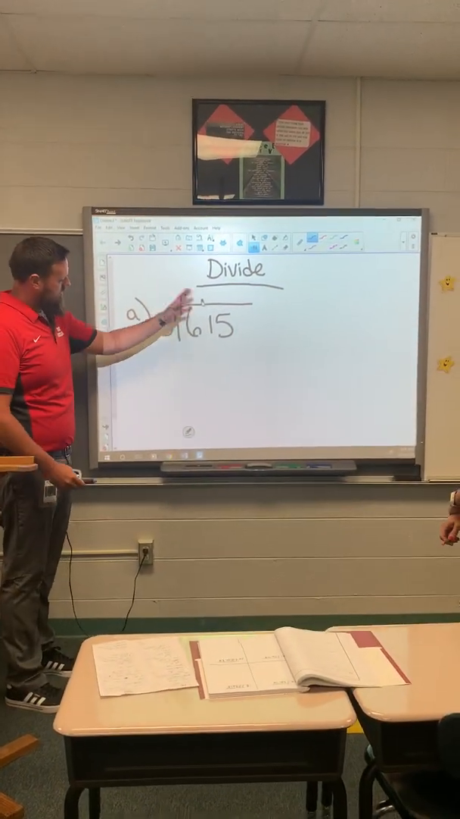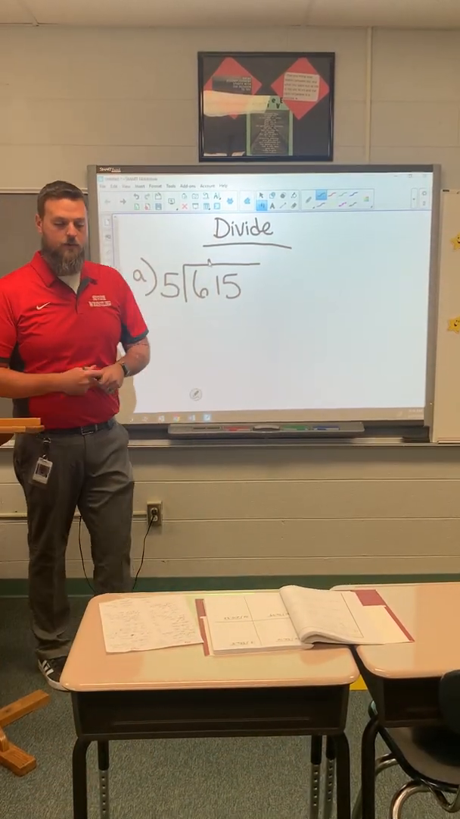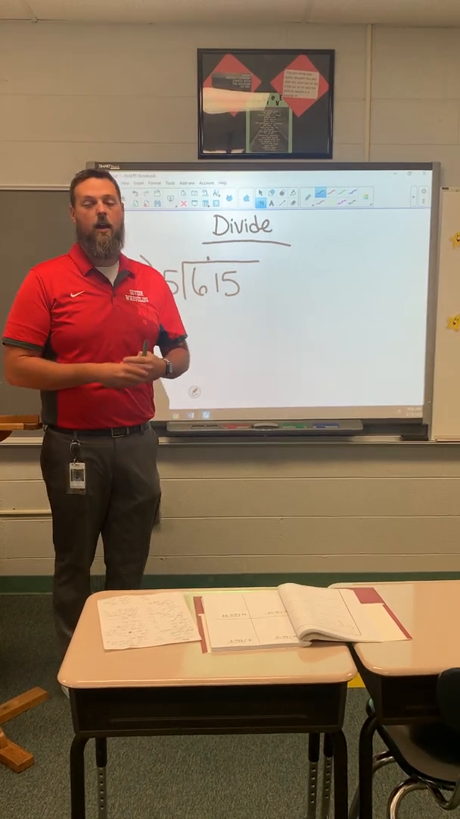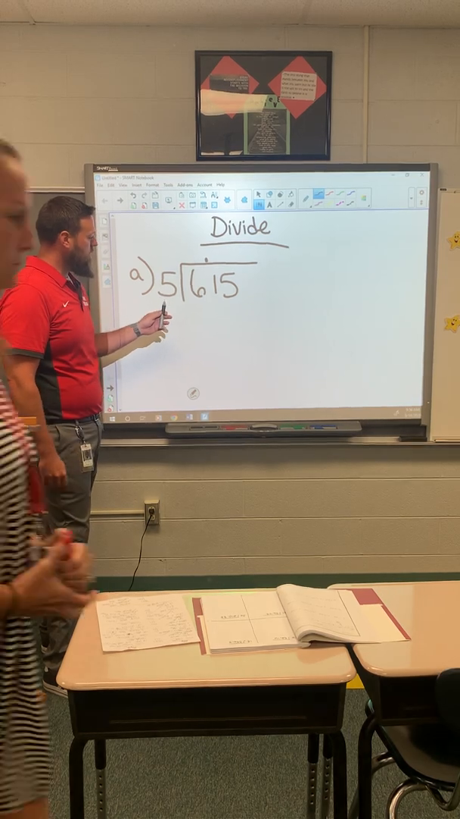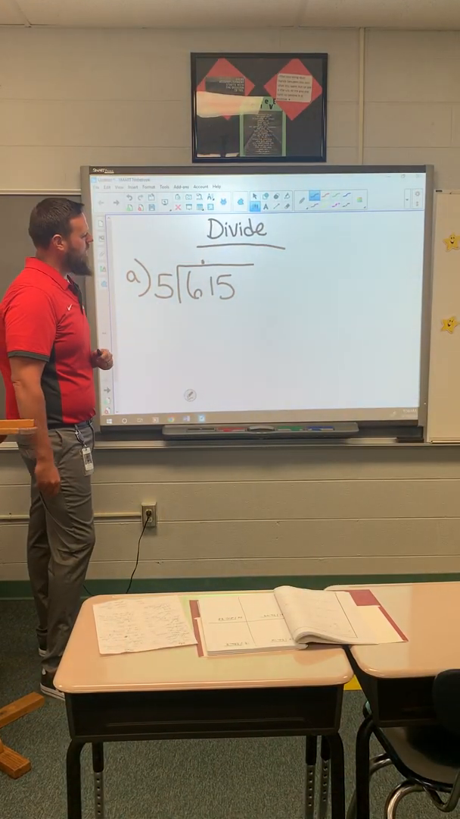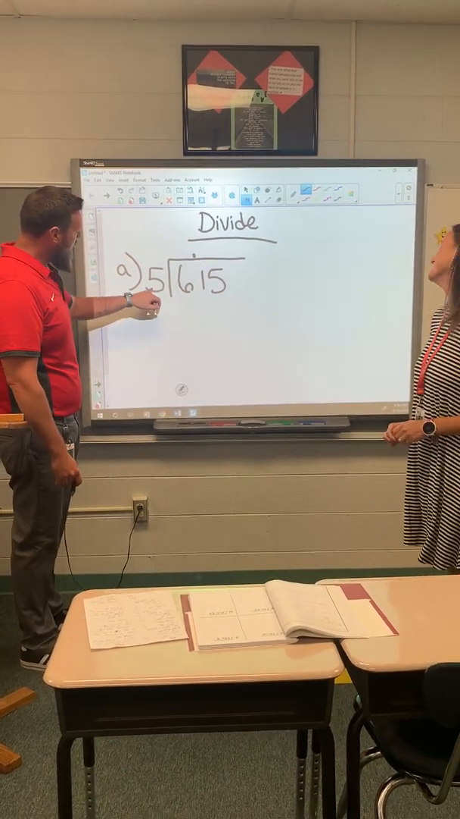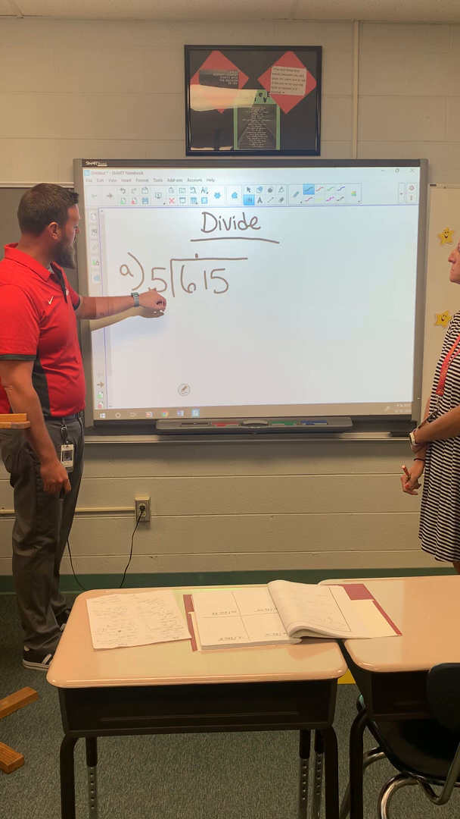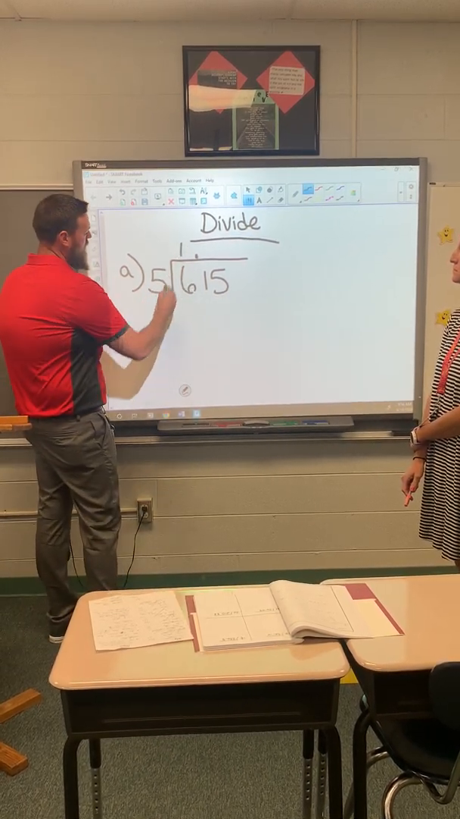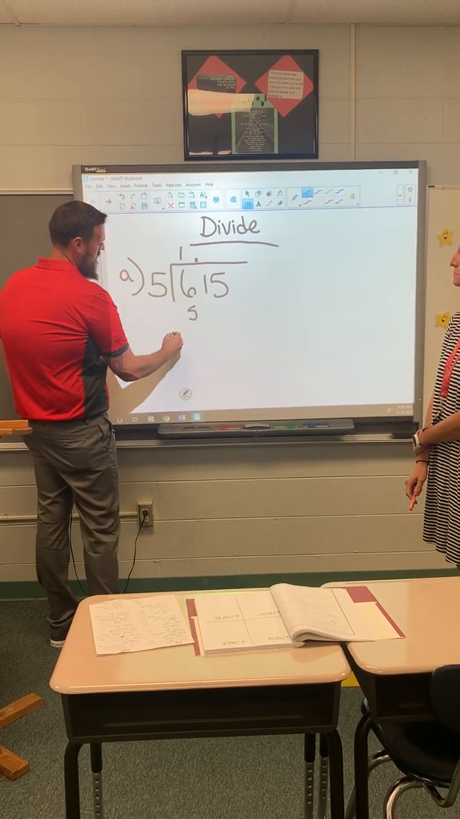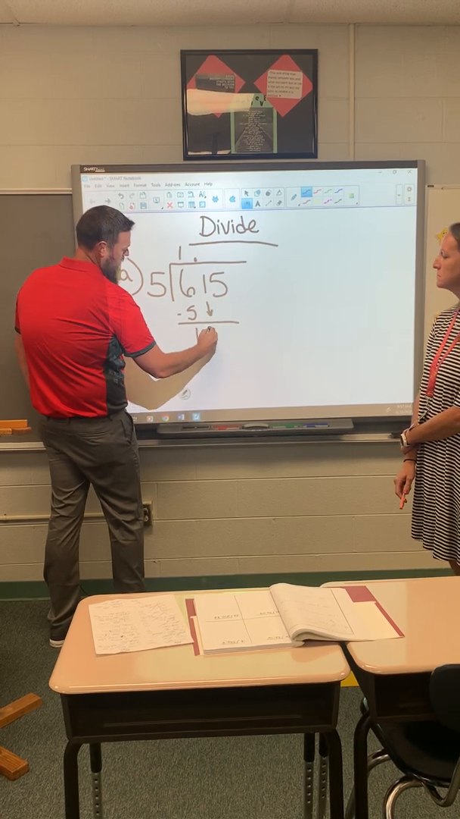Once you do this, just like before, take the outside number and think, how many times will 5 go into 6? We know that's 1 time. So 1 times 5 is 5. Subtract, get 1, bring down your next number.